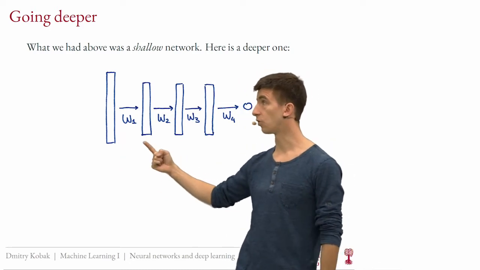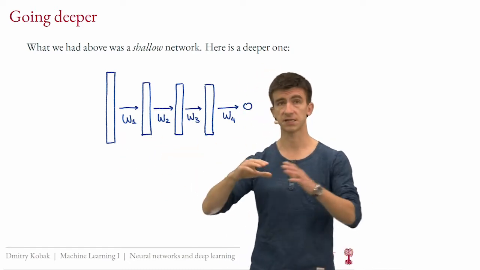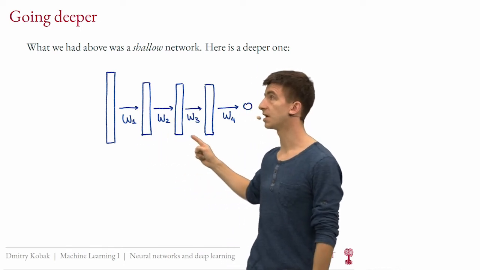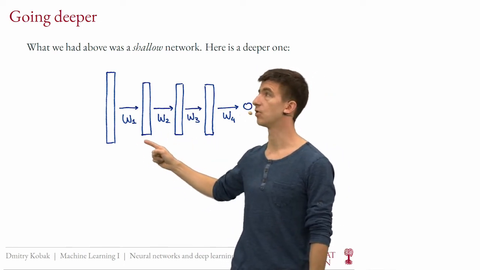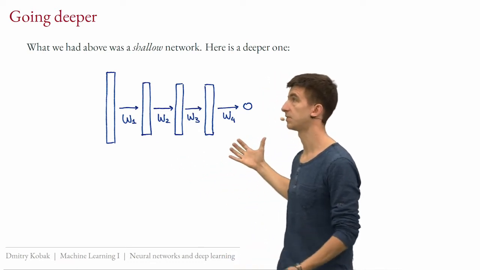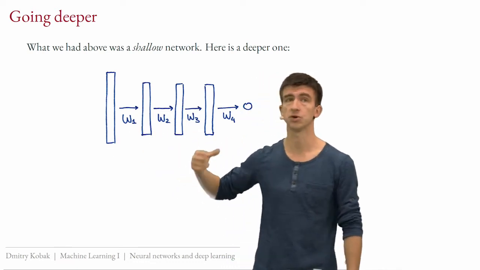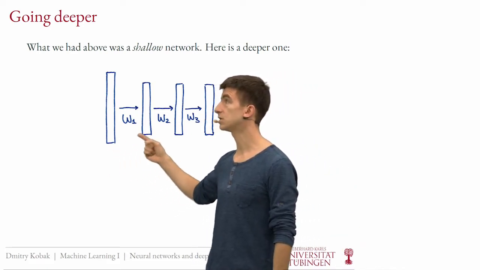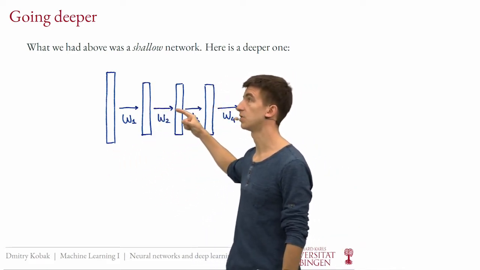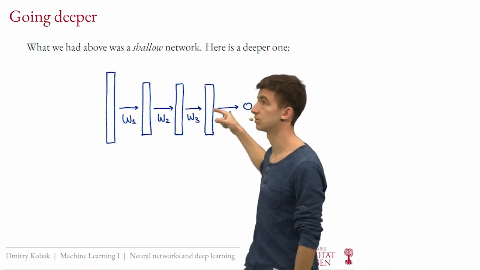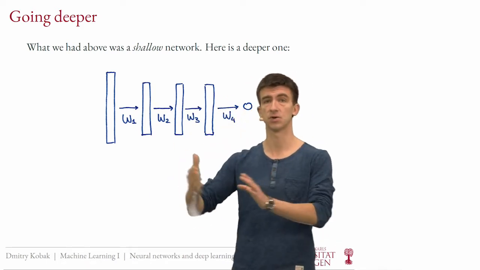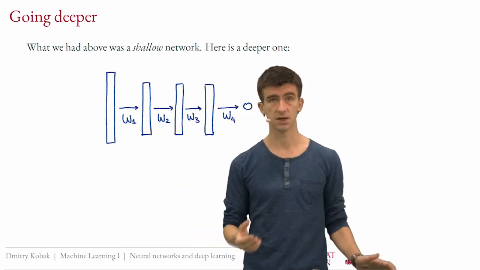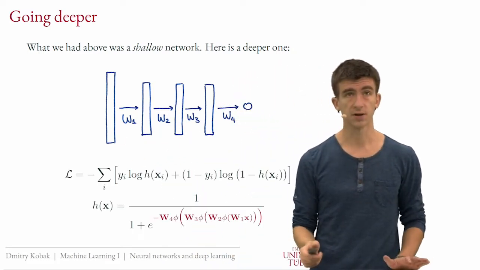We assume that all the phis, the activations in the hidden layers, are the same everywhere. So the only thing you need to specify, if you've already chosen some phi like a rectifier, a ReLU, is how many neurons you want in each layer and how many hidden layers of which size you want. Then you stack them together and you're done. This specifies your model.